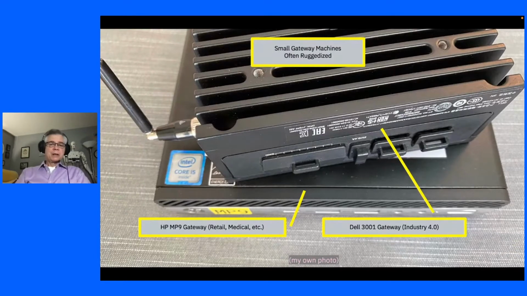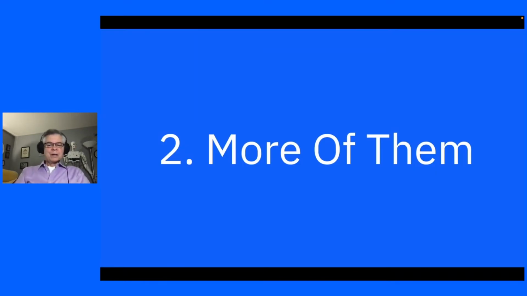And of course, many other companies make small machines, and we were seeing them proliferate long ago. But these are just two that I happen to have in my hardware collection at my house here. One is the Dell Edge Gateway. It's got all ruggedized components, and the ports are all covered. And there's a little HP machine that you often see in retail and medical application areas. Small machines everywhere. And there are more of them than us.